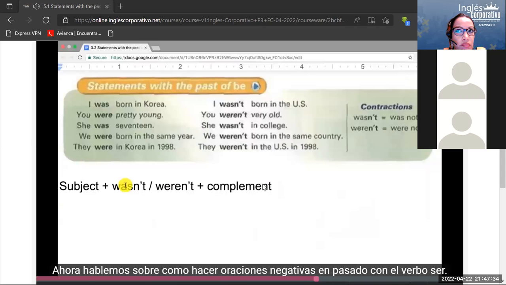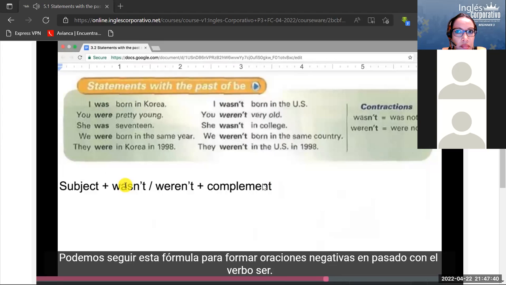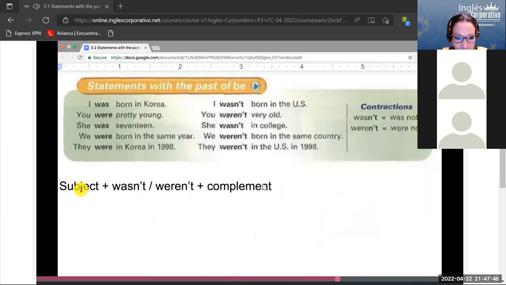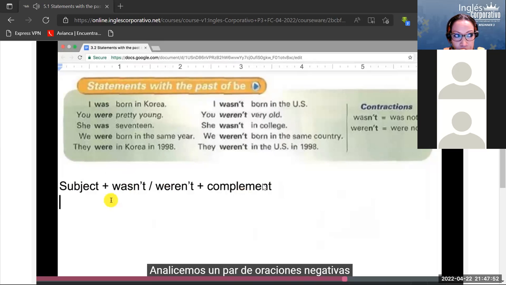Now, let's talk about making negative statements in the past with be. We can follow this formula to form negative statements in the past with be. Subject plus wasn't or weren't plus complement. Let's analyze a couple of negative examples.